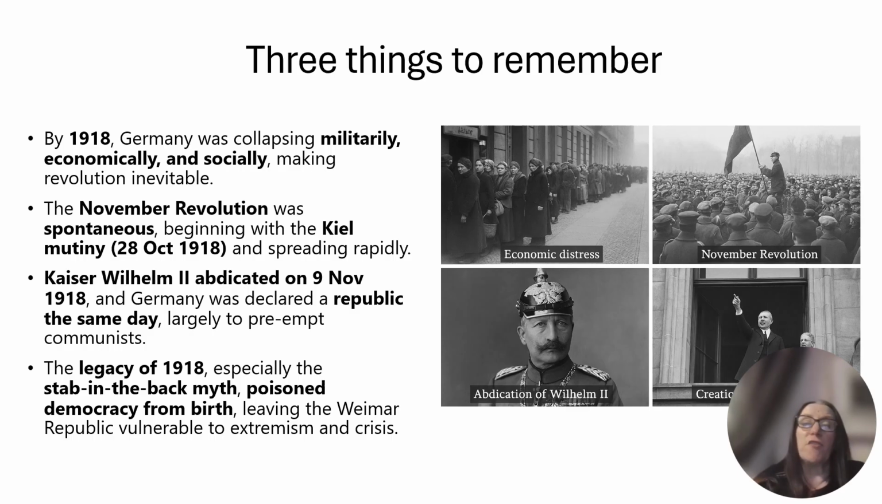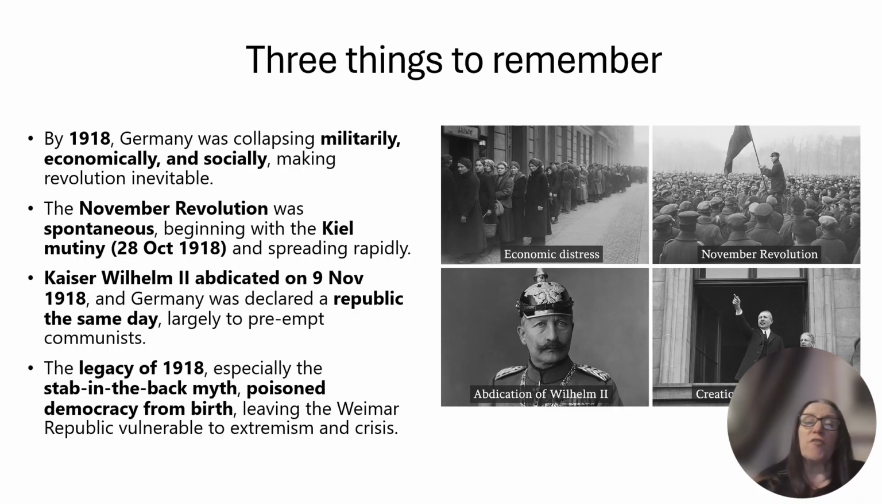The November Revolution was spontaneous and not planned. It started with the sailors' mutiny at Kiel in 1918 and swept across Germany within days. Kaiser Wilhelm abdicated at the start of November, and Germany was declared a republic the same day, almost by accident, to beat the communists to it.